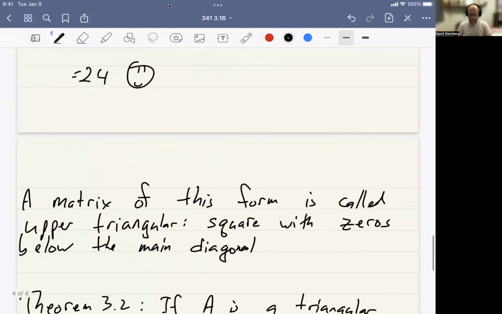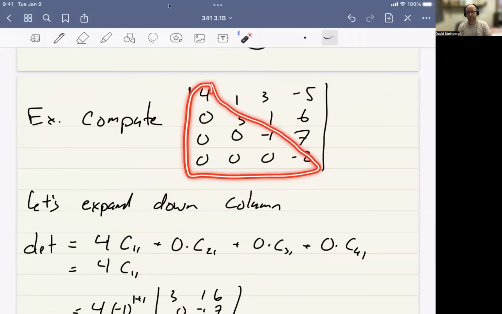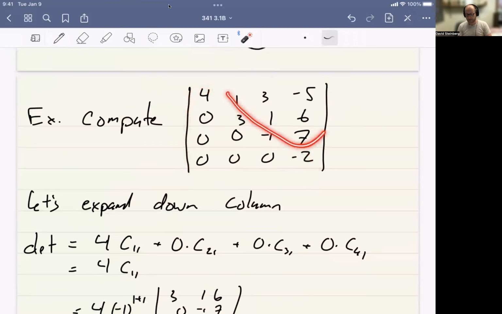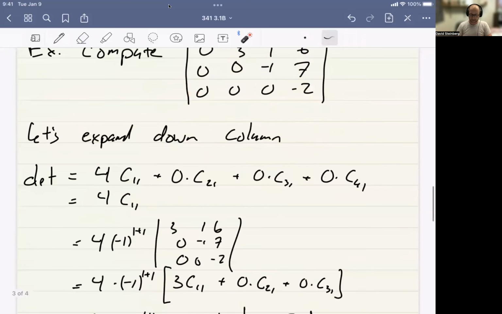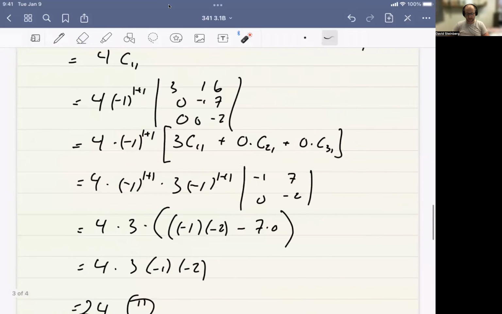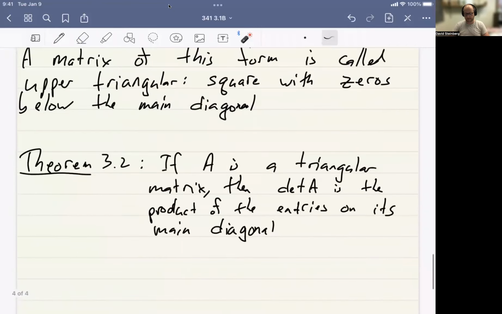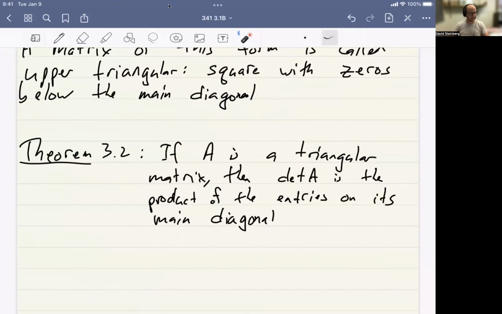You can flip it over: if we had only things below the main diagonal being non-zero and everything above the main diagonal zero, that would be lower triangular. In general, if A is a triangular matrix, upper or lower, then its determinant is the product of the entries on its main diagonal. The proof is basically that if you expand down the first column each time, you'll just pick up that number each time. So we've got a little shortcut for computing determinants of triangular matrices.